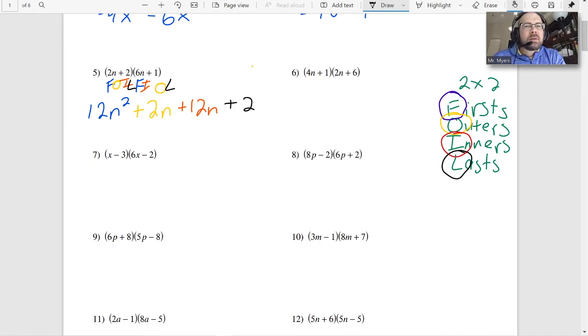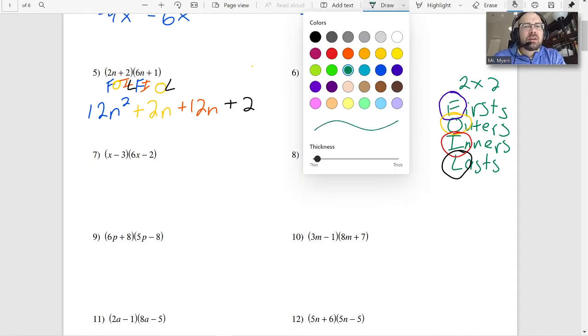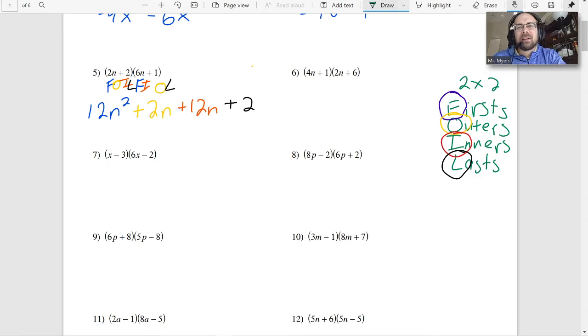All right. So I'm going to switch back to green now, since that was kind of the color I wanted to use on these problems here. And I won't color code like that for the rest of them, just for number 5, so you can see what happens. But usually, like 95% of the time, you'll combine the middle terms, because they're going to be like terms.